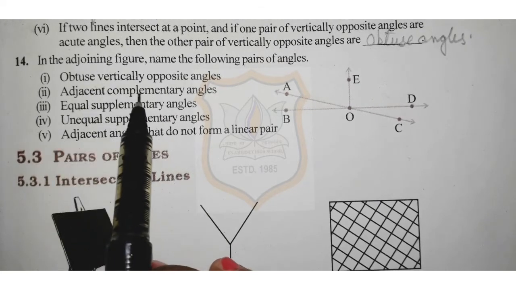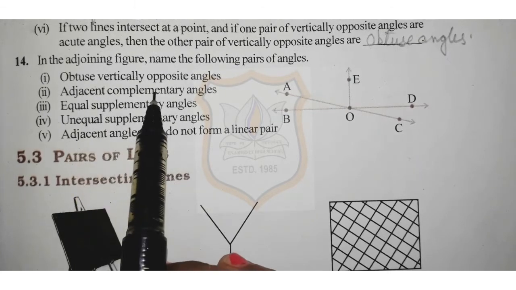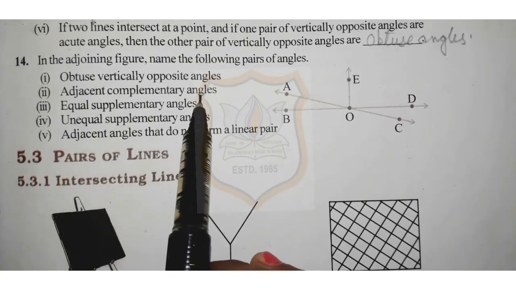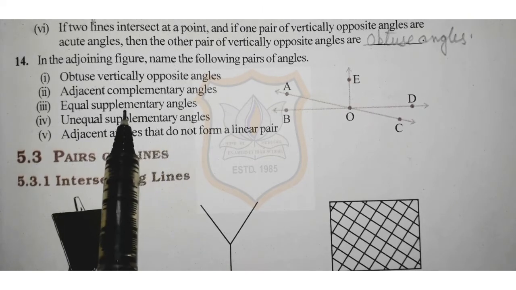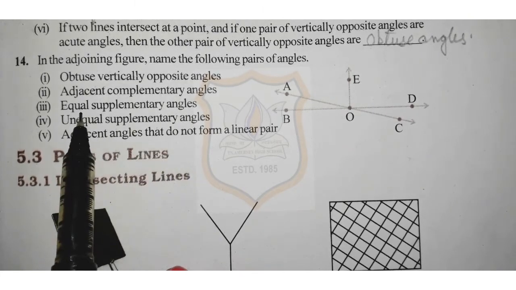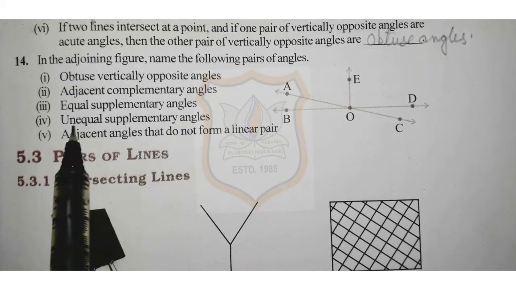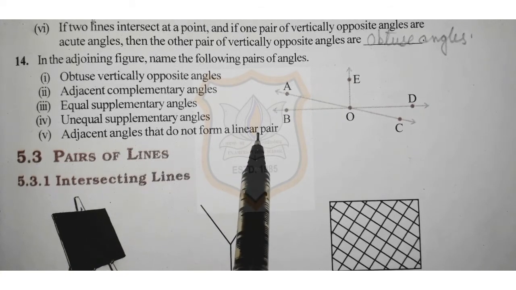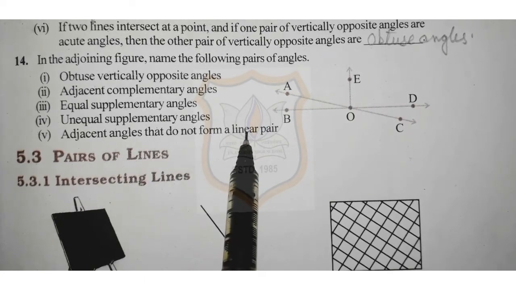Second one is adjacent complementary angles. They should be adjacent angles, but they should be complementary also. Not supplementary. Complementary adjacent angles, that you have to tell. Third one is equal supplementary angles. Supplementary angles, but they should be equal. Fourth one is unequal supplementary angles. They should be supplementary angles, but unequal. And fifth one is adjacent angles that do not form a linear pair. They should be adjacent angles, but they should not be a linear pair.